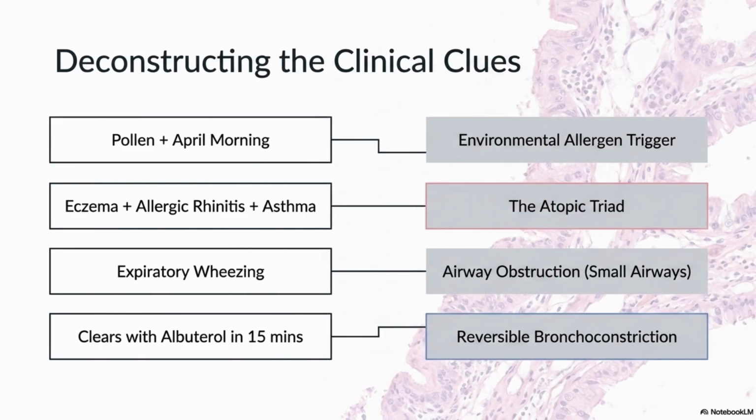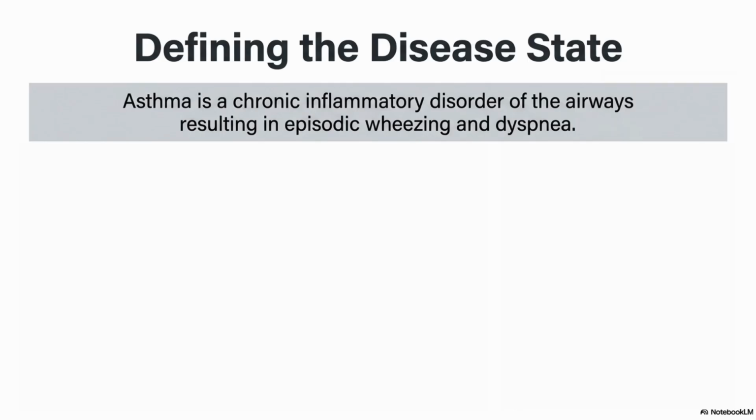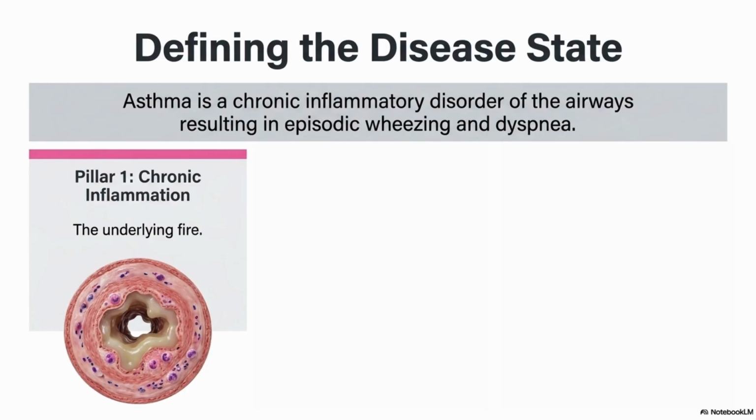With that clinical picture in mind, let's look at defining the disease state. Asthma is defined as a chronic inflammatory disorder of the airways resulting in episodic wheezing and dyspnea. This disease rests on three fundamental pillars. Pillar 1 is chronic inflammation. This is the underlying fire. It is always there, smoldering in the background.